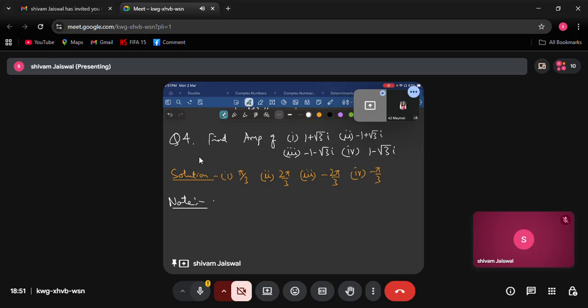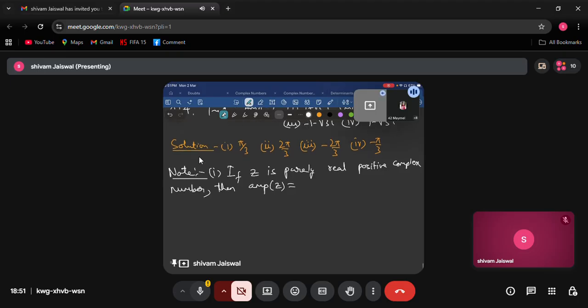Number 1. If Z is purely real, positive complex number, then amplitude of Z is equal to, what is amplitude of Z? If Z is purely real, positive complex number, 0. Right. If you have any doubt, ask me.